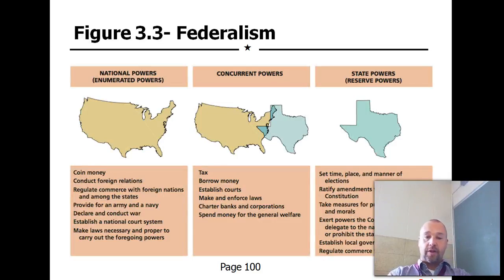So here's an example of federalism. You have state powers. Here we have Texas. So these are powers that are true to that state. We have national powers, which our national government can do and states cannot. And then concurrent powers, these are powers that they share. When you get jobs someday, you will be taxed not only by the federal government, but also by your state government. So these are examples of federalism, and there's obviously more on this page that I did not mention.